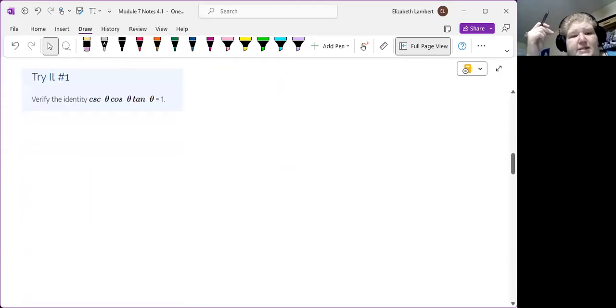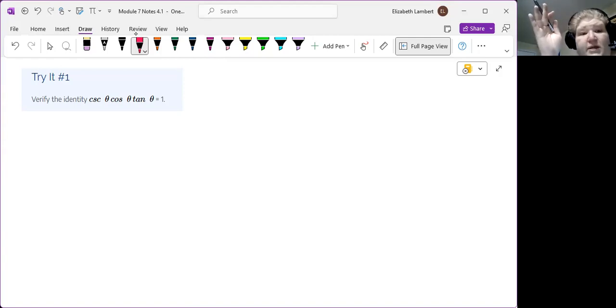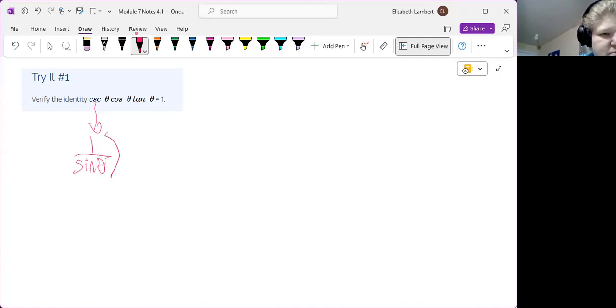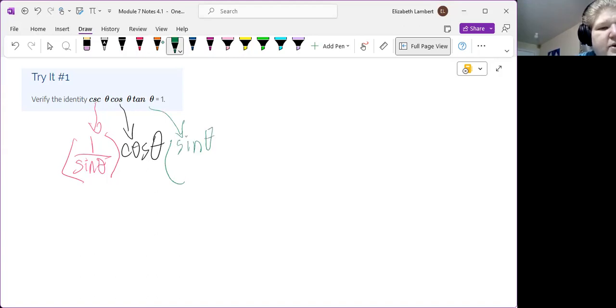So now we've got a slightly more screwier looking identity, and it is supposed to equal 1. We're not starting with the 1 side. All right, so whole lot going on here, but I'm going to take everything that's not sine and cosine and write it in terms of sine and cosine. So cosecant is the reciprocal of sine. And a cosine is just going to copy down. And then tangent, again, sine theta over cosine theta.